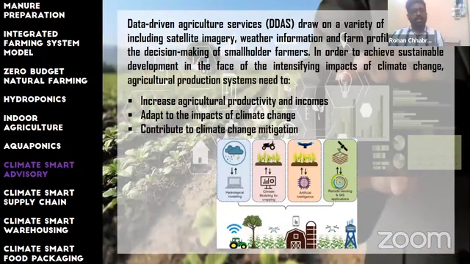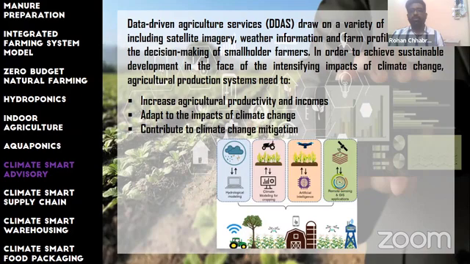Then climate smart advisory. Data driven agriculture services draw on a variety of data sources, including satellite imagery, weather information, and farm profiles to support the decision making of smallholder farmers. In order to achieve sustainable development in the face of the intensifying impacts of climate change, agriculture production systems need to increase agriculture productivity and incomes, adapt to the impacts of climate change, and contribute to climate change mitigation. And over here, climate smart advisories could play an important role.